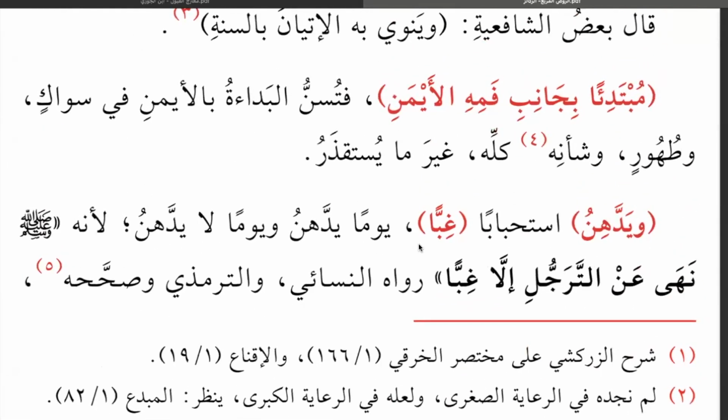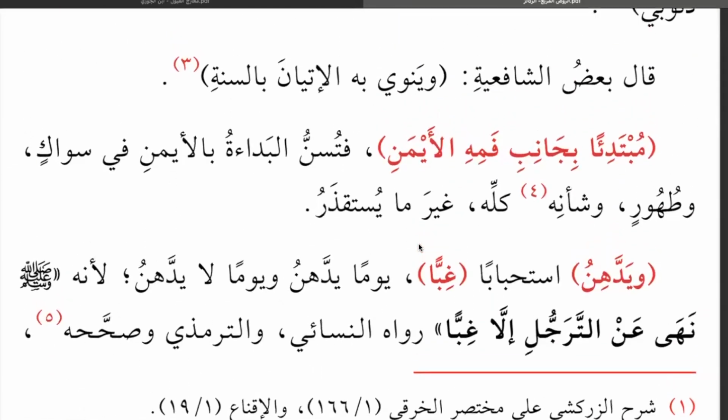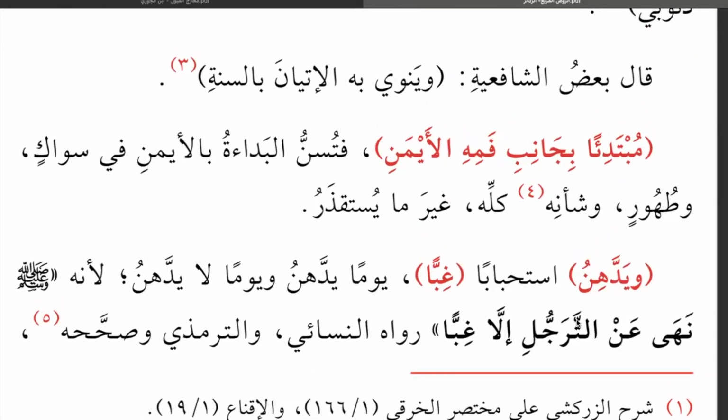ويدهن غبا. Now after mentioning the siwak, we'll mention just two mas'alas here and then we'll stop by the tasmiyah and the wudu. He says ويدهن غبا. يدهن is using the duhn or oil, basically, on one's hair. استحبابا, recommended. غبا, al-ghib is when something is not done in a consistent manner. So this is what he says here: يوما يدهن ويوما لا يدهن. One day he puts oil, another day he doesn't put oil.